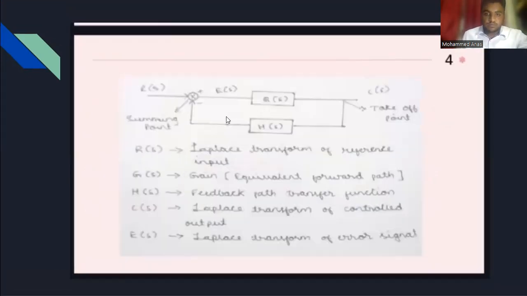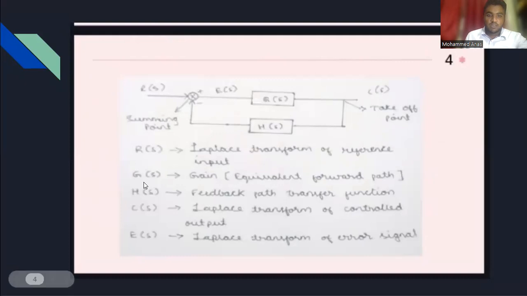This is the control system. Here it is the summing point, and at last it is the takeoff point. At the summing point it is R(s), and at the takeoff point it is C(s). R(s) means Laplace transform of reference input.